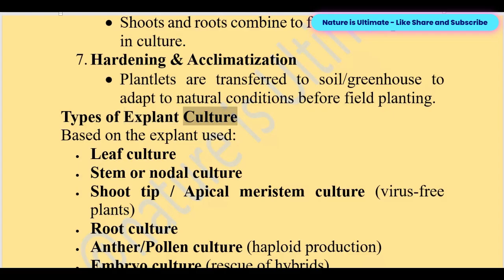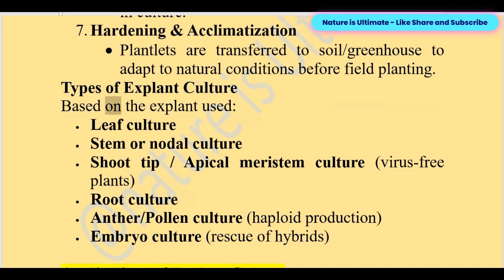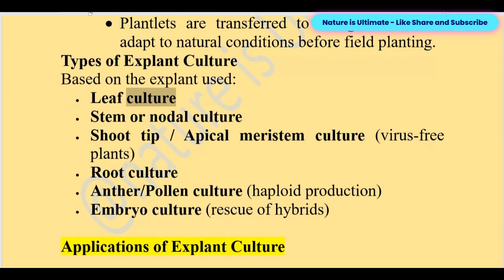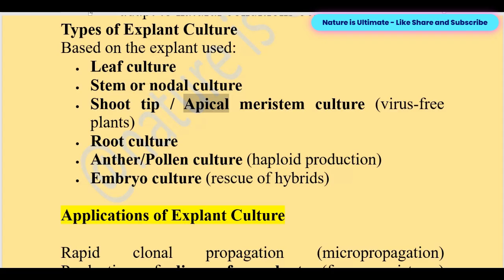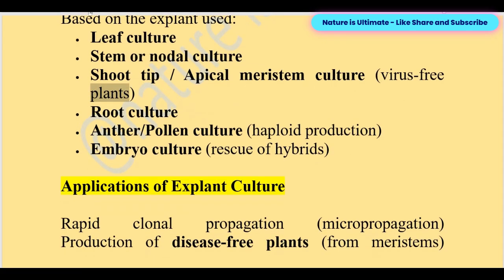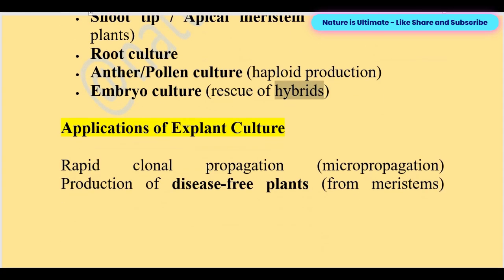Types of explant culture. Based on the explant used. Leaf culture. Stem or nodal culture. Shoot tip/apical meristem culture, virus-free plants. Root culture. Anther/pollen culture, haploid production. Embryo culture, rescue of hybrids.